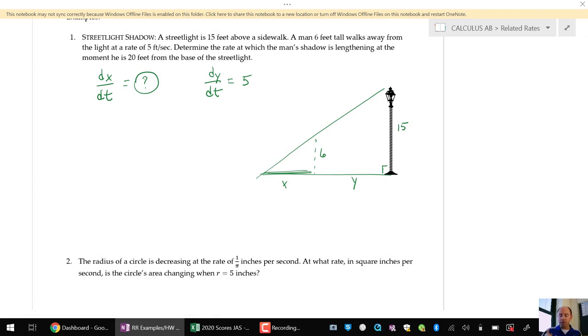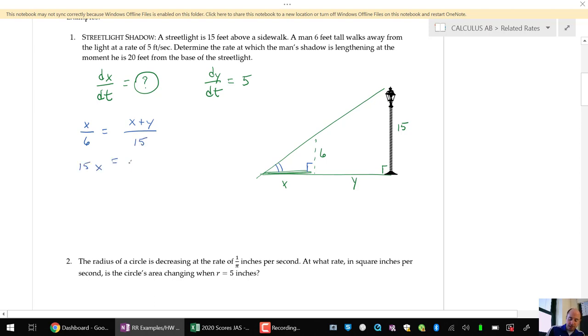Now I need an equation that relates x and y. So how about we use similar triangles? By angle-angle similarity, we have a right angle there at the base. The man is standing upright, so a right angle there as well, and then a reflexive angle. So these are similar triangles, which means I can write a proportion. So side x would correspond to side 6, as the long segment, x plus y, would correspond to the long height of the street lamp, which is 15. Let's cross multiply and solve.